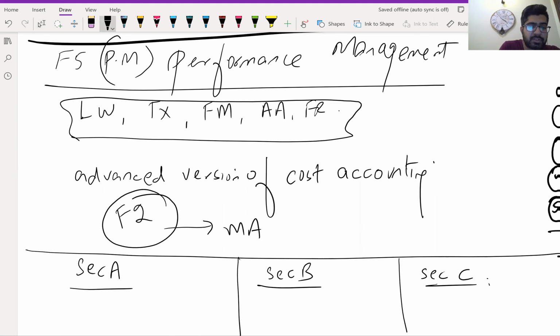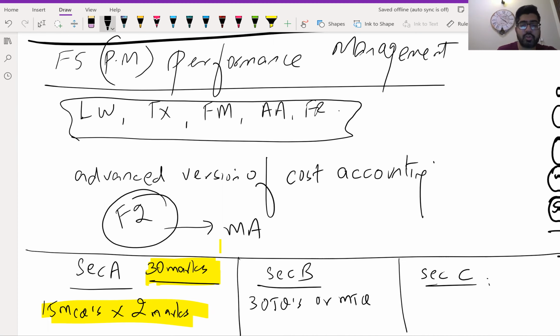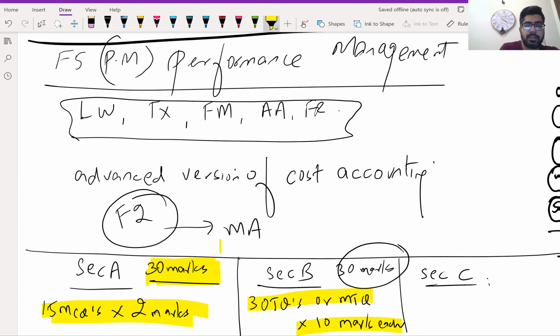Now section A is worth 30 marks, and it covers 15 MCQs, each worth 2 marks. So section A contains 15 short MCQs of 2 marks each, making 30. Section B comprises 3 OTQs, also called MTQs. OTQ, objective type question; MTQ, multitask question, 3 of 10 marks each. So 3 OTQs or MTQs of 10 marks each also make 30 marks. Now, what is the difference between an MCQ and an MTQ?